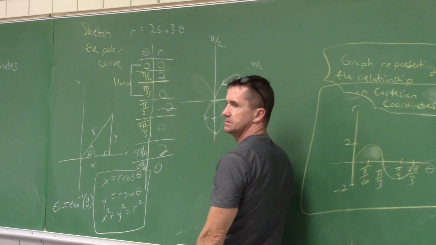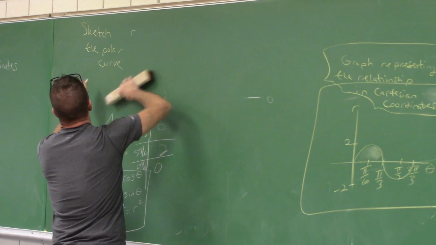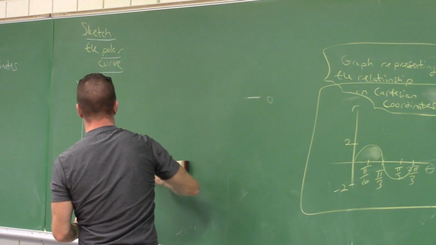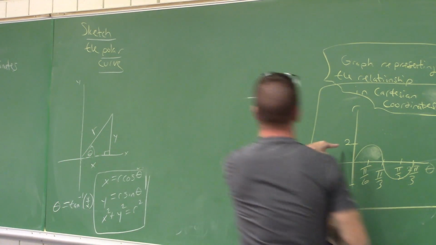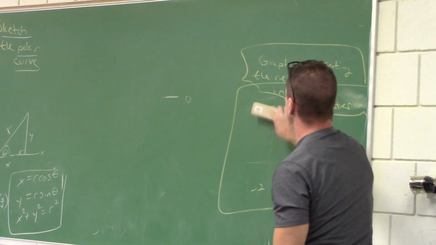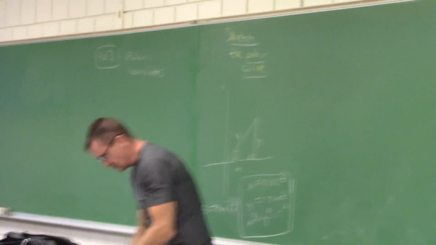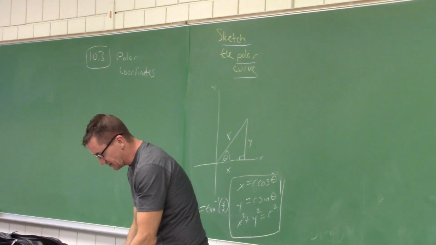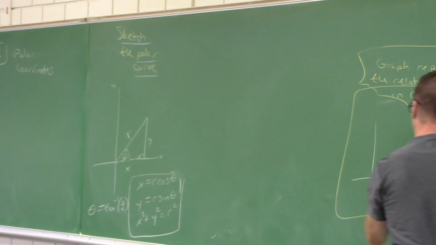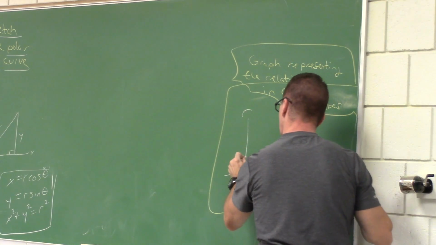Hey, can I erase? And I want you to sketch the polar curve. But I'm going to give you a graph representing the relationship in Cartesian coordinates. All right, here it is. I made this one up, but it's good. This is like number 47. Okay. Last problem. This is theta. This is r.